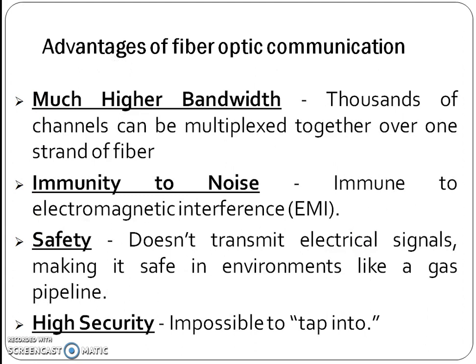Then advantages of optical communication. There is a much higher bandwidth, in terms of gigabits per second to terabits per second, because thousands of channels can be multiplexed together over one strand of fiber. Then immunity to noise. We can have immunity to electromagnetic interference in fiber. Then there is more safety in optical communication system because it doesn't transmit electrical signals, making it safe in environments like a gas pipeline. Here we have more security, and so it is impossible to tap information.